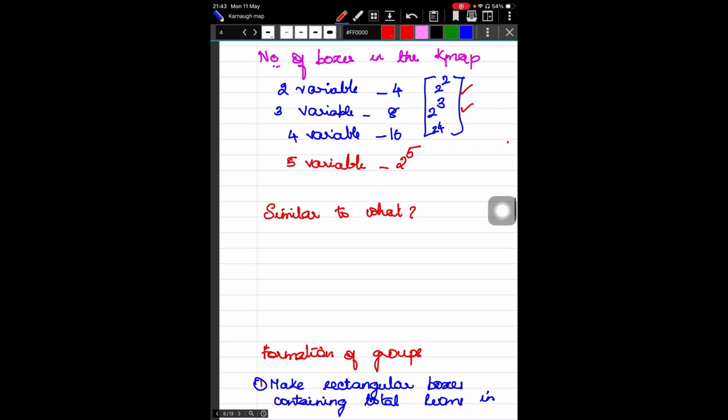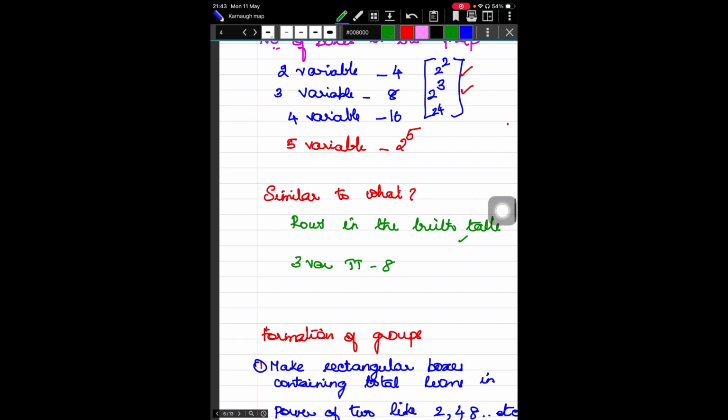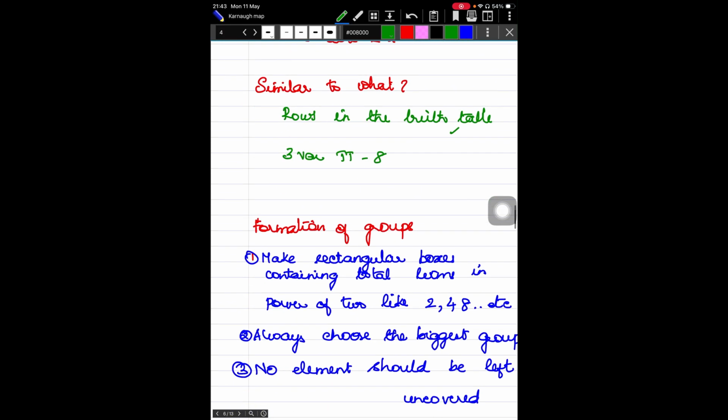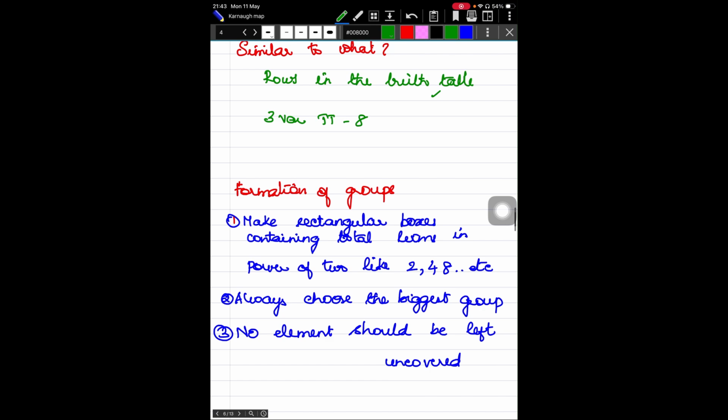This is similar to what? This is similar to the rows in the truth table. If you go back and find out, you will understand that it is true. In a 2 variable truth table, you will have 4 rows. In a 3 variable truth table, you will have 8 rows, and so on. So the number of boxes in your Karnaugh map is related to the number of rows in the truth table. Okay. Next, I have formed my truth table, I have formed a Karnaugh map.